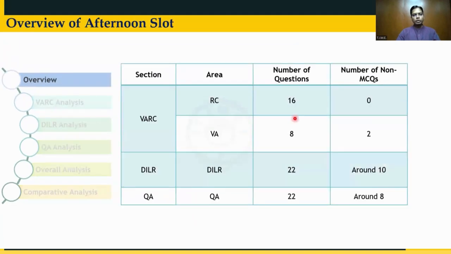So let's just see the overall pattern. The VA-RC section had the usual 16 questions in RC, and the VA part had 8 questions and only 2 non-MCQs this time in the VA-RC section. The DALR had 22 questions and around 10 non-MCQs, and QA had 22 questions.